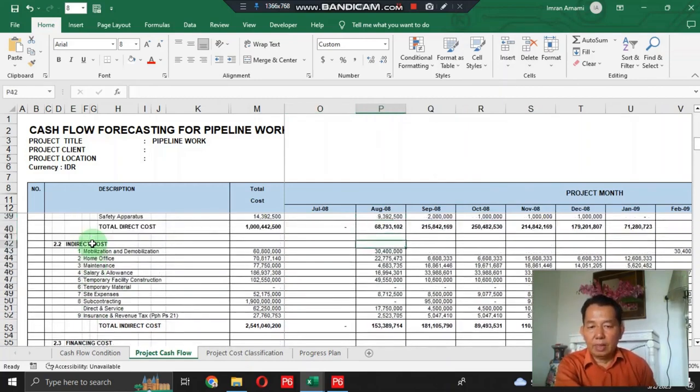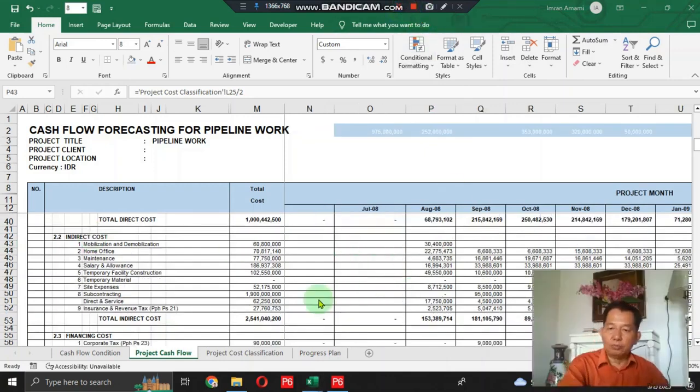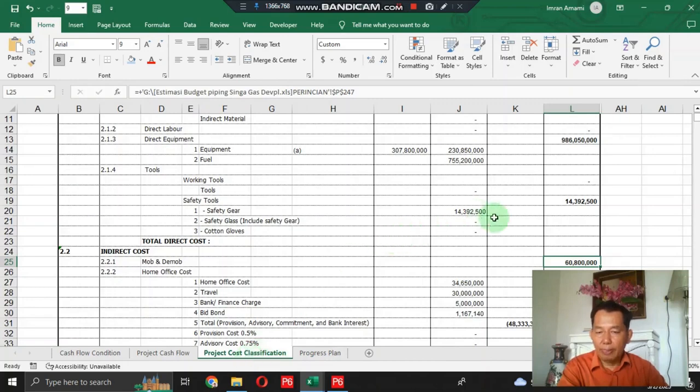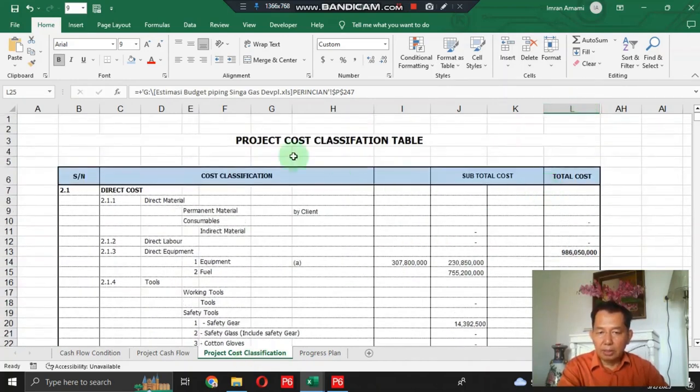Now we should discuss the information inside each project cost item in this indirect cost section. Okay, we check the cost for mobilization and demobilization here. For this project cost, the information is taken from the project cost classification worksheet in cell L25 divided by 2, one for mobilization and the second one for demobilization here. Let me find the cell.